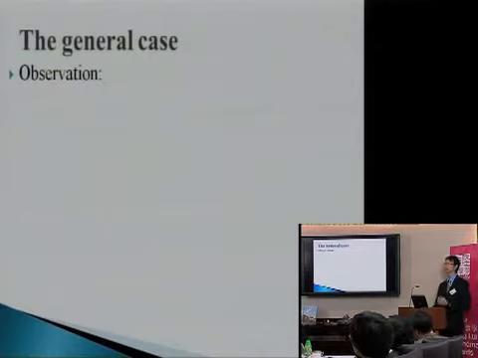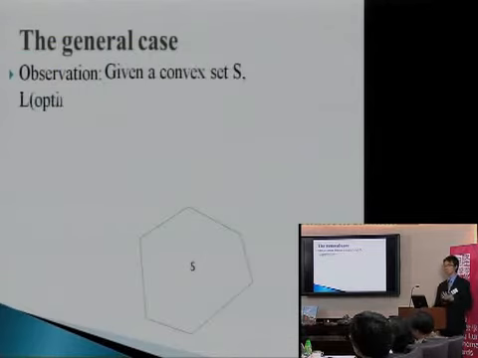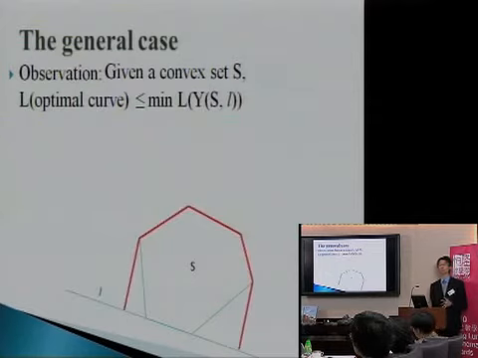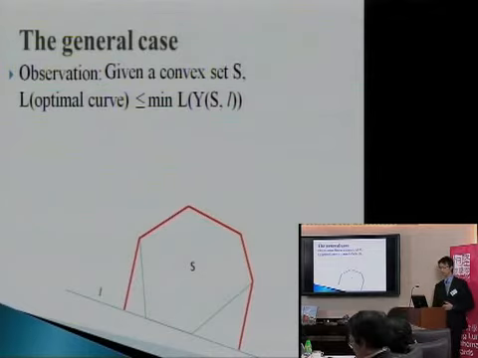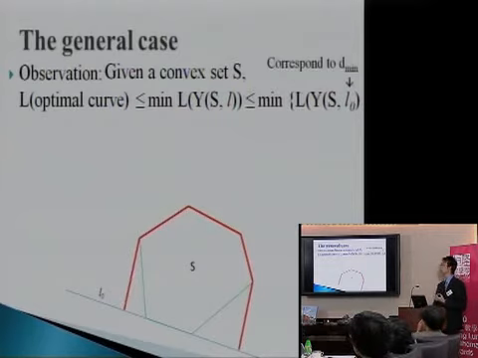In general, we first start with some observations. Given a convex set S, the length of the optimal curve will be not greater than the minimum among all the yurts, since all the yurts are in gamma S. And this, in particular, will be less than the length of two of the chosen yurts, and the minimum of these two.